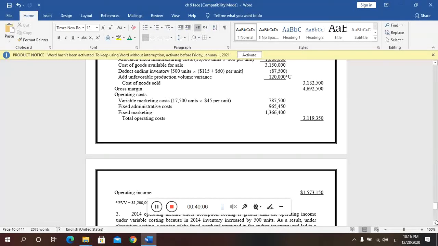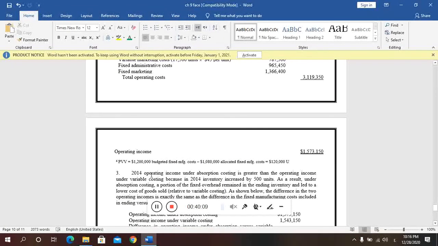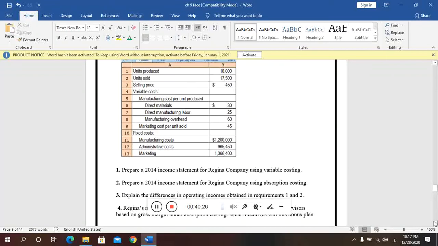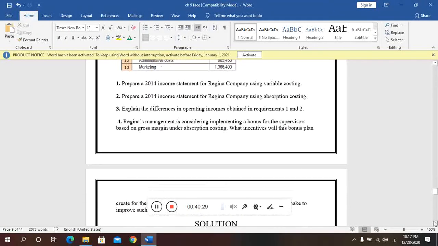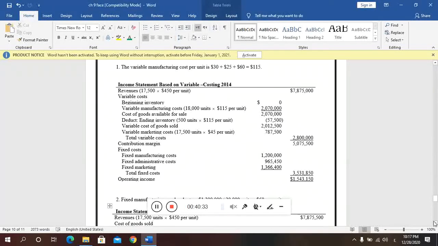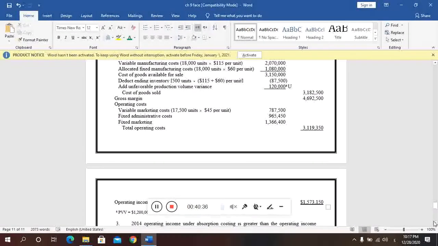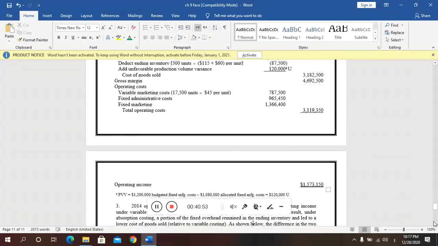Or we can deduct 1,200,000 minus 1,080,000, which is the allocated amount. The difference is the same number, $120,000. You can get it in two ways. I hope you understand. So we add the unfavorable variance. After that we will get the cost of goods sold and deduct the cost of goods sold from the revenues to obtain the contribution margin. After that we have to deduct the operating costs, which are variable marketing, fixed marketing, and fixed administrative, and we will get the operating income under this method.